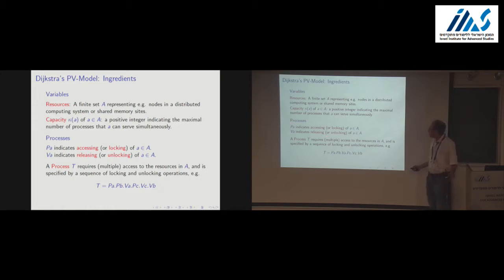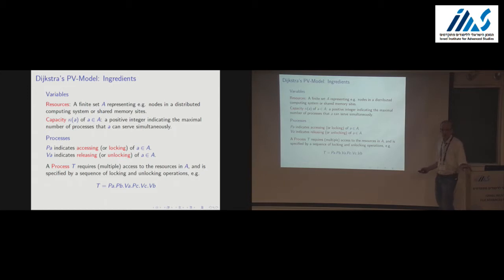Now, what is a process? Here is an example of a process. We have three resources, A, B, and C, and we lock A, lock B, release A, lock C, release C, and release B. And of course, in this case, each resource was used once, but you can use it again and again, and that's actually the source of complexity.